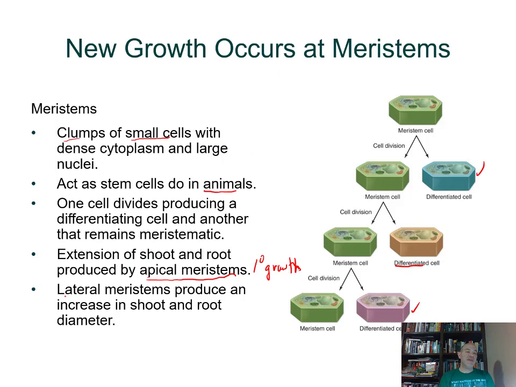And then you're going to have lateral meristems. Lateral means to the side, and these lateral meristems are going to be responsible for increasing the diameter of those things. As the plant body gets bigger, it's got to get thicker, and that would be second degree or secondary growth of the plant.